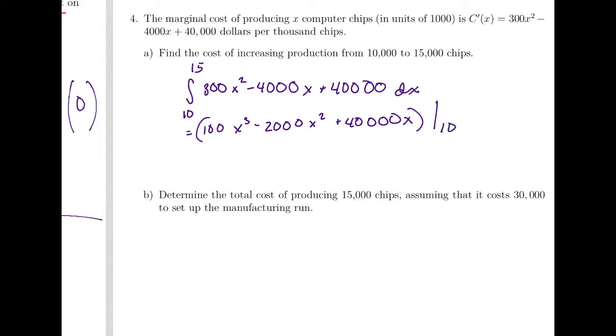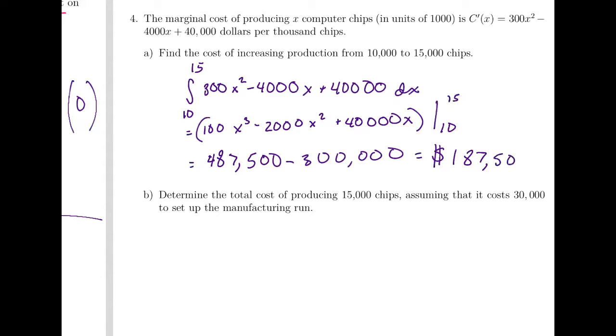from 10 to 15, which gives us, when you plug in 15, you should get 487,500 minus, and then when you plug in 10, you get 300,000. Okay, and I'm using the table function of my calculator, my TI-83 or 84, in order to find these values quickly. And this gives us $187,500 is our total cost of increasing production, our change in cost.